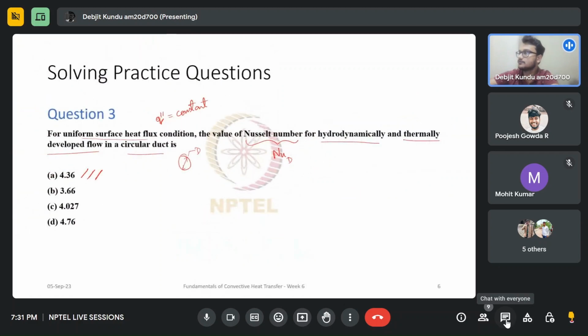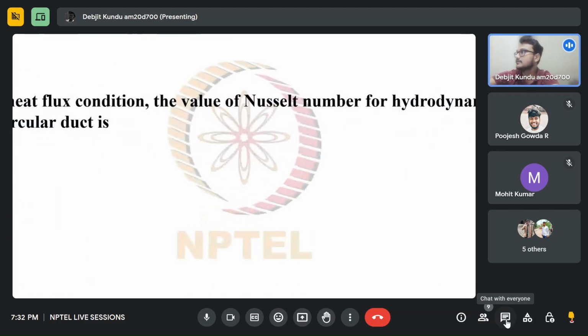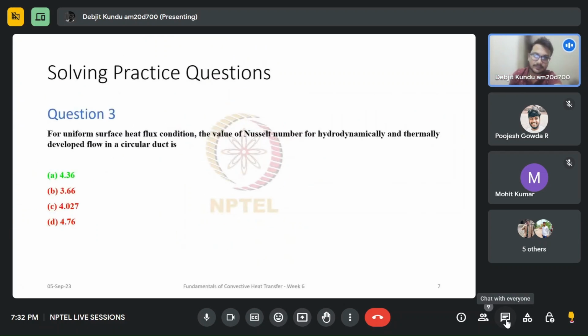Anyway, we will move on to the next question. We will have a look at the solution. And the solution is indeed option A, 4.36. So there's nothing to say here. This is what the result is from an analytical solution of a fully developed flow through a circular duct.